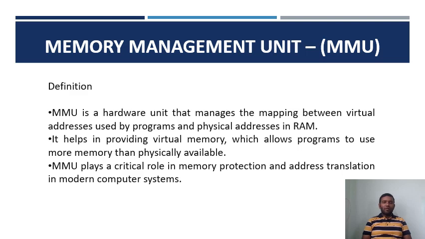This is about the memory management unit, its definition, and the three other points of MMU: addresses used by programs and physical addresses in RAM, providing virtual memory, which allows programs to use more memory than physically available. This was the memory management unit.